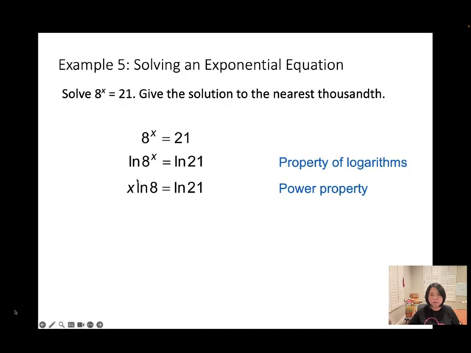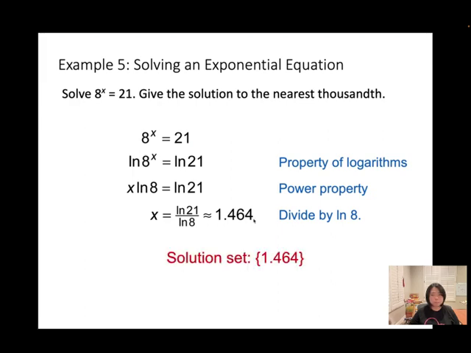We want to find out what x is, so we want to isolate x. We divide by natural log of 8 on both sides. Then use your calculator. That will be 1.464. On the exam, I only need you to keep this as your final answer. Okay?